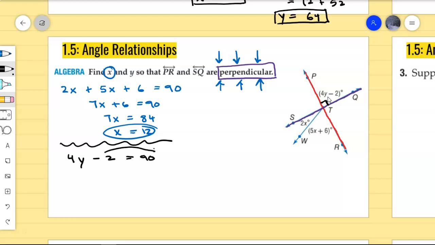Now, you go ahead and you add 2 on both sides. So you end up with 4y is equal to 92. And then you may go ahead and divide on both sides by 4.